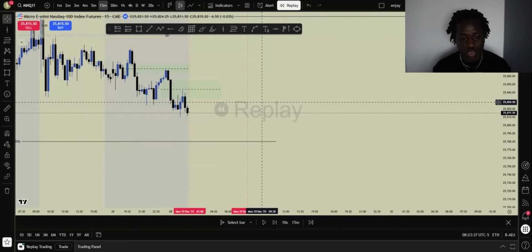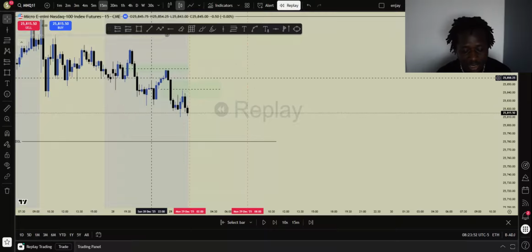4-hour candle opens. There are two 4-hour candles that I want us to focus on when we're trading. We'll focus on the 2 a.m. 4-hour candle and the 10 a.m. 4-hour candle. This is all Eastern Standard Time, New York time, right? So let's see how this candle opens.